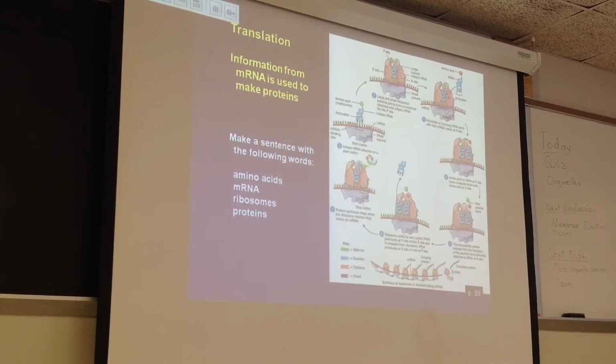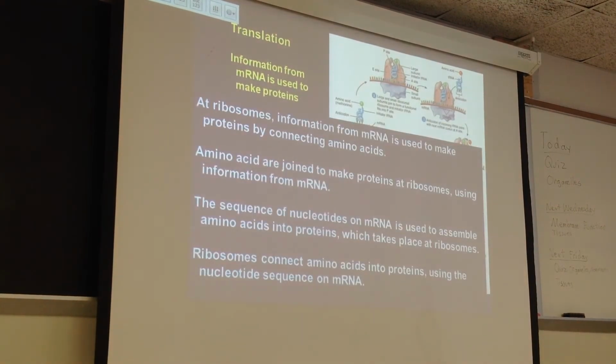The mRNA goes through the ribosomes, matching up amino acids to make proteins. That sounds pretty good. That sounds like a pretty good description right there. That's not the only kind of description that you could use. I got up here 4 different ways you could describe that. There are more different ways.